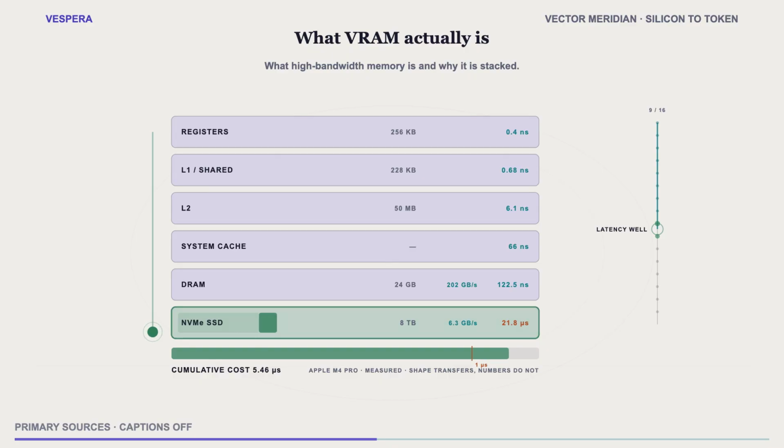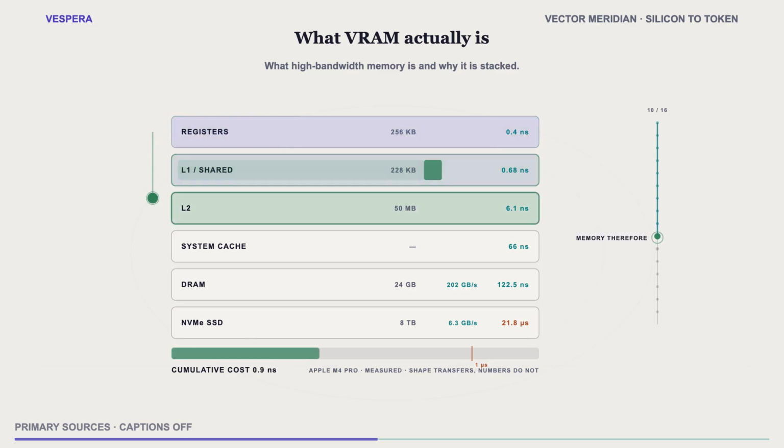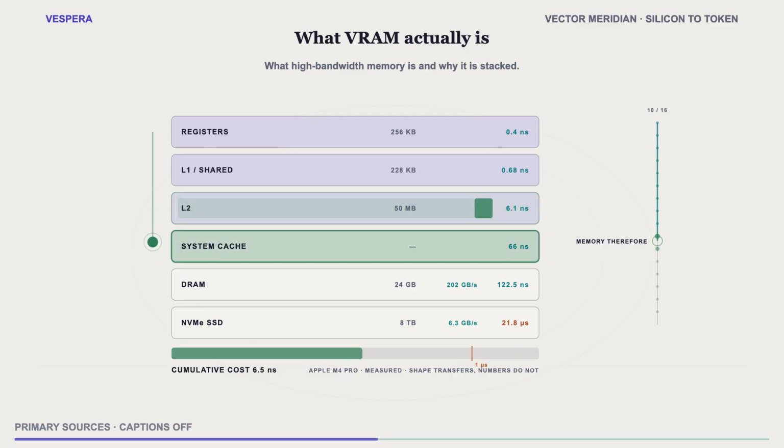An H100 SXM has 80 gigabytes of HBM3. Let us see what fits. The register file, 256 kilobytes per SM. Nothing meaningful fits in it. Shared memory, 228 kilobytes, also nothing. L2, 50 megabytes, which is enough for a small image or a modest working tile.